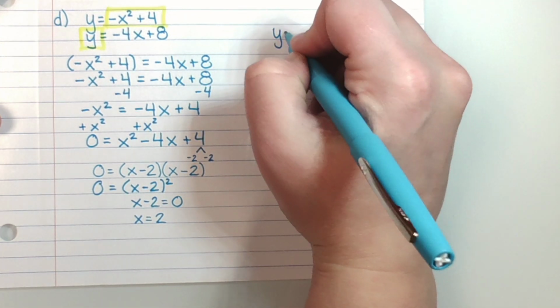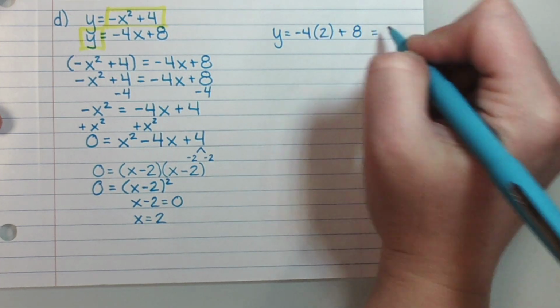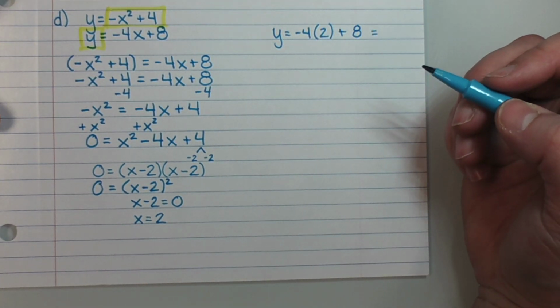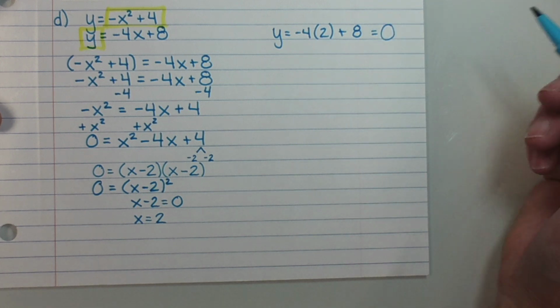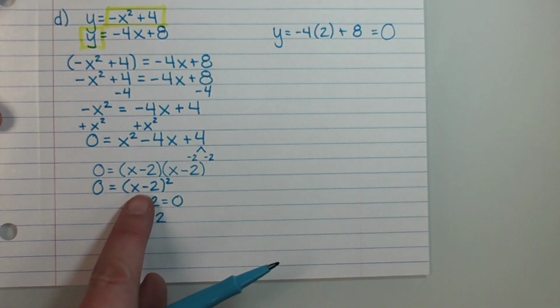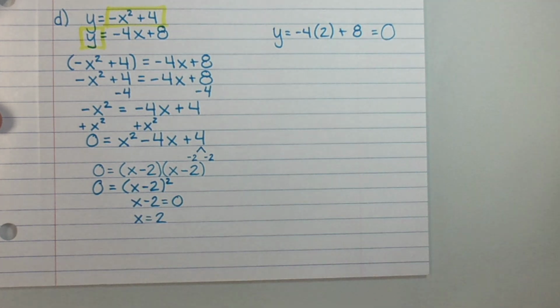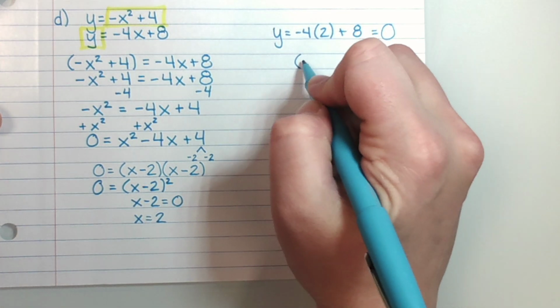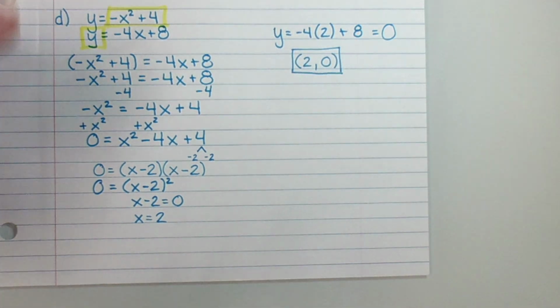So, y equals negative 4 times 2 plus 8. Zero. If when you're factoring, it factors to something like this, generally speaking, that number should be 0. There's my solution, my singular solution.